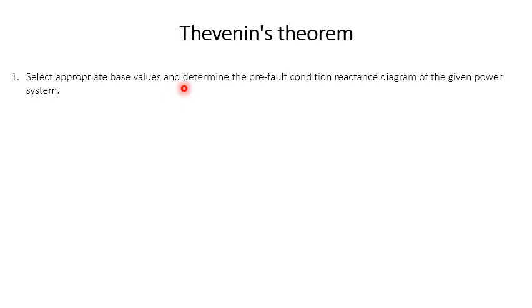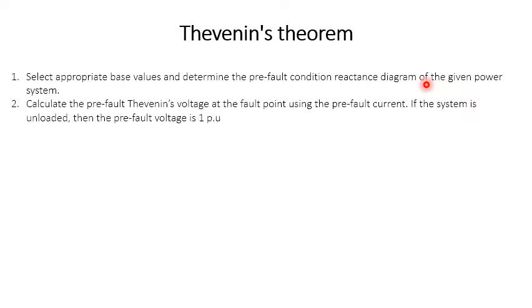If not, then we have to see whether the generator is feasible or the transmission line is feasible, and determine the pre-fault condition reactance diagram of the given power system. Then, this is important: we have to calculate the pre-fault Thevenin voltage at the fault point using the pre-fault current.